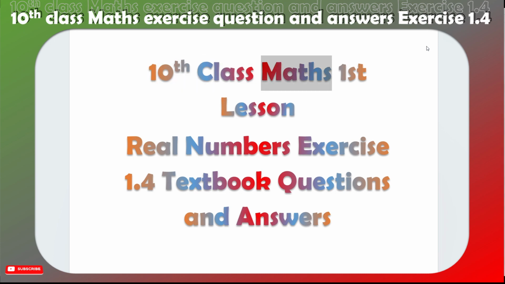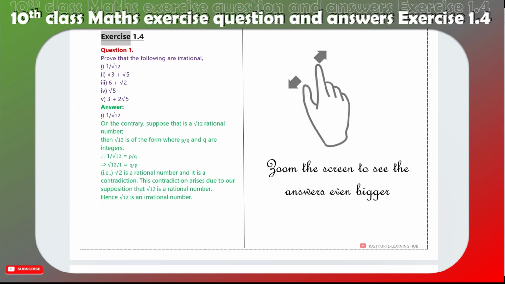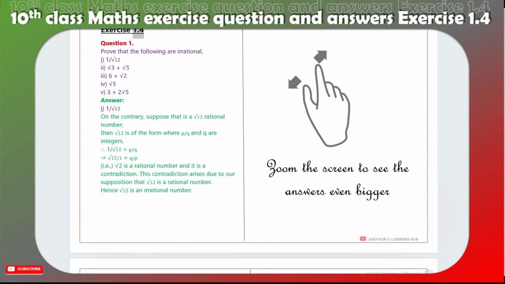10th class maths, first lesson: Real Numbers, Exercise 1.4 textbook questions and answers. Exercise 1.4, Question 1. Prove that the following are irrational.